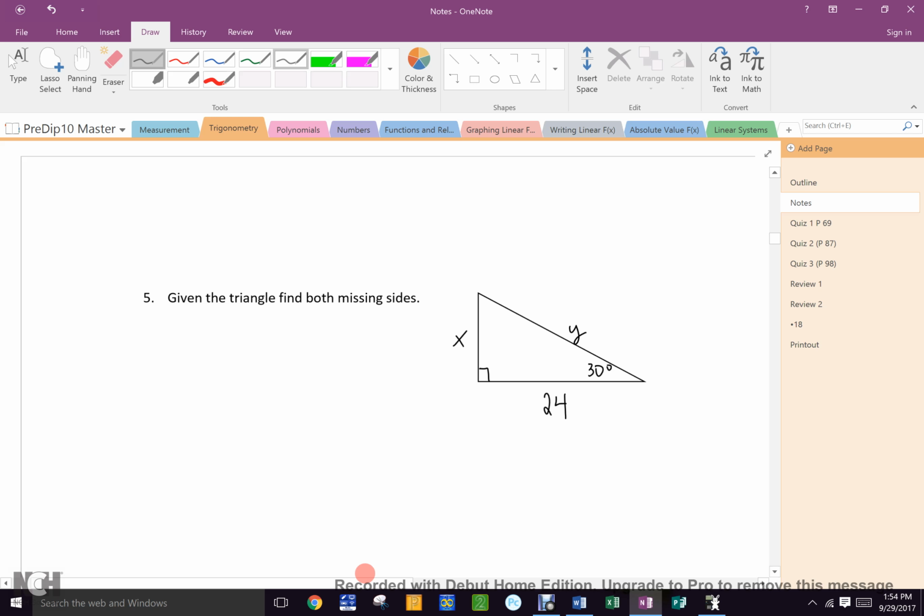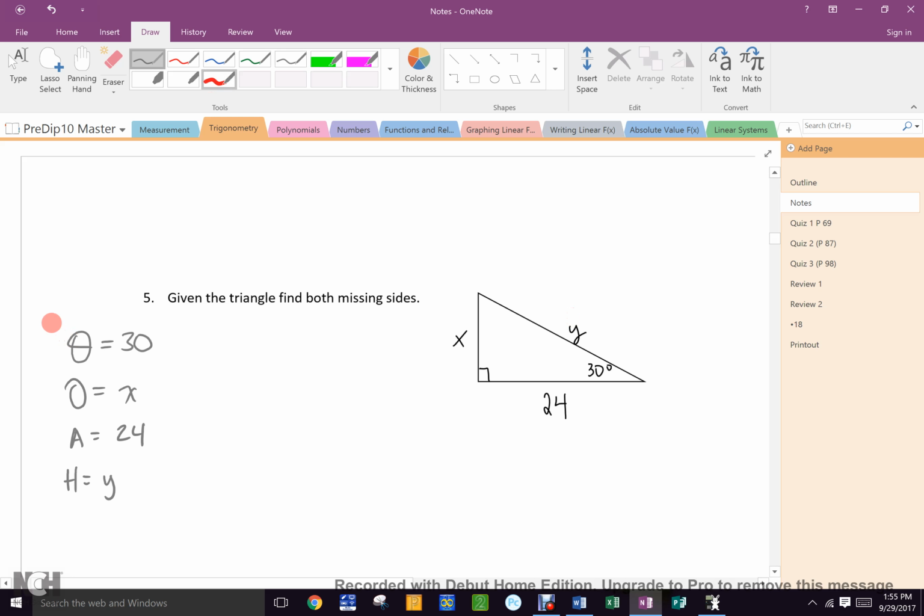Do I change my methods? Of course not. I have a theta, which is what? 30. I have an opposite, which is what? I have an adjacent, which is what? 24. And I have a hypotenuse, which is y. Does tangent ever help us with hypotenuse? No. What does? Pythagoras. I can't do Pythagoras yet because I have two unknown sides.